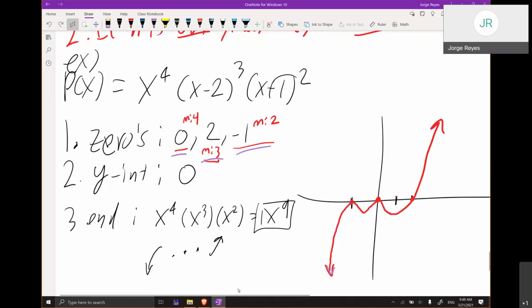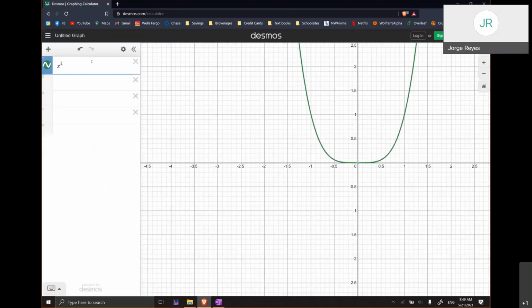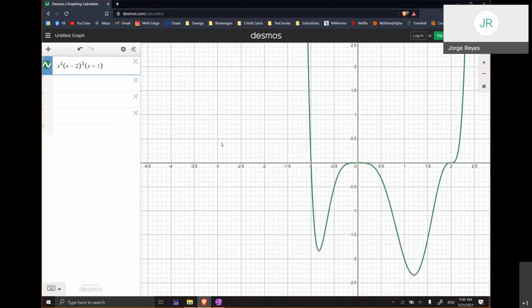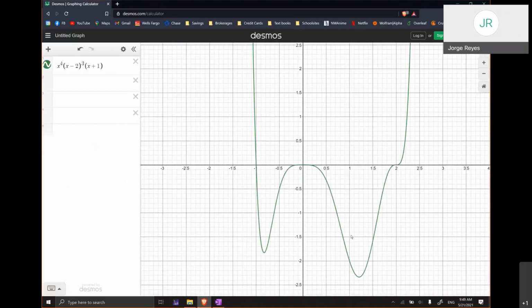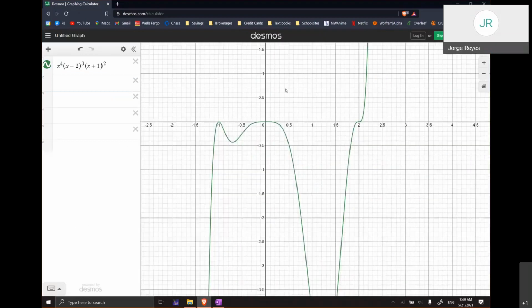Let's graph this in Desmos just so you can see. So x to the power 4, and then (x minus 2) to the power, what did I say, 3, and then (x plus 1) to the power 2. We see the graph is getting real funky here. It's getting real weird. But this looks like this, which is weird.